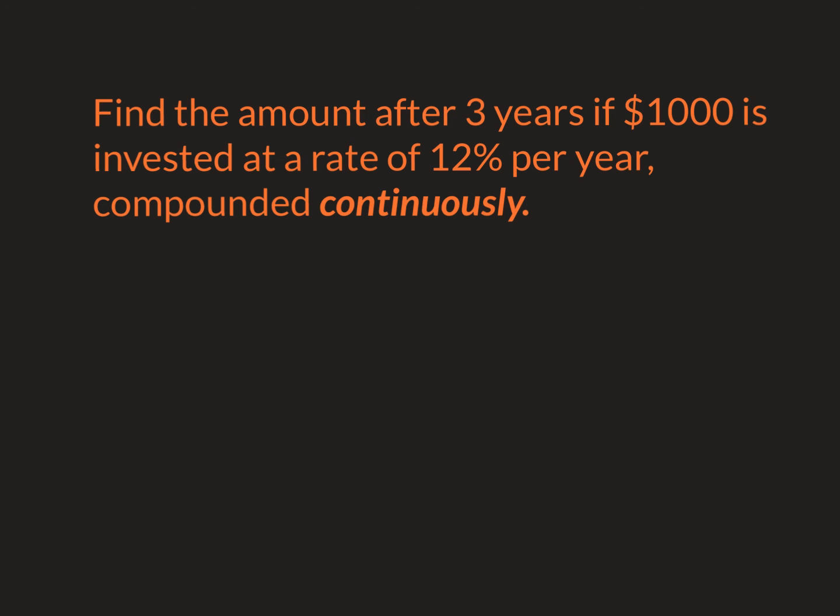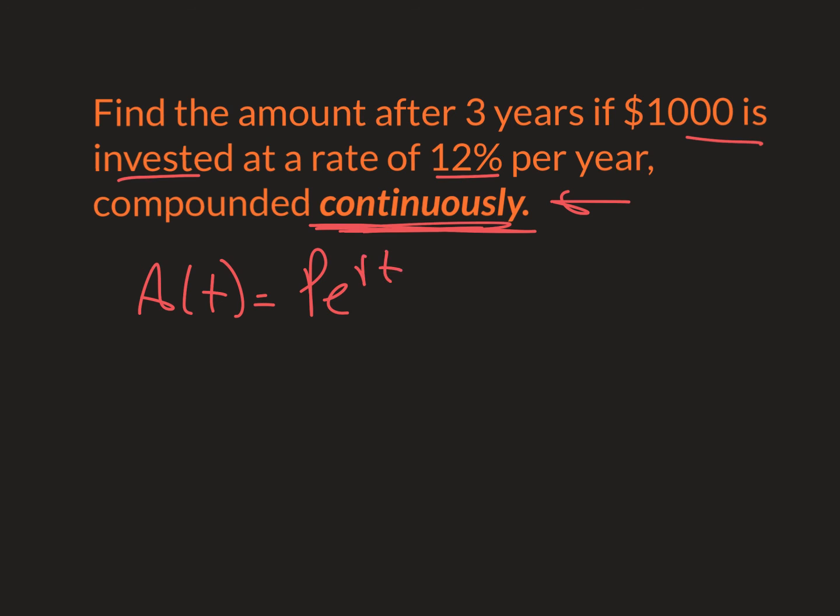Okay, this says find the amount after 3 years, if $1,000 is invested at a rate of 12% per year. Here's the deal, compounded continuously. When I read that, I know I'm doing PERT. So I know I'm going, okay, A of t equals Pe to the rt power. So the principal is what you start with, $1,000. The rate is 0.12. The time is years. This is 3 years.